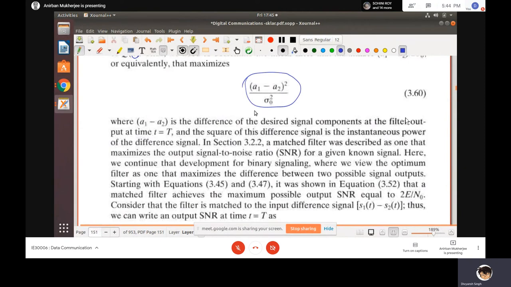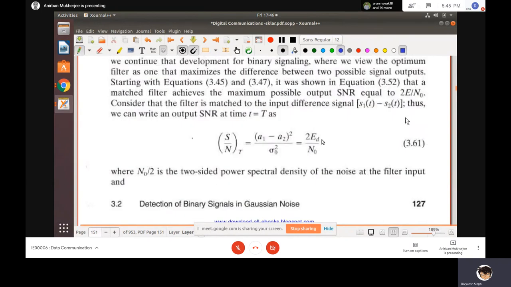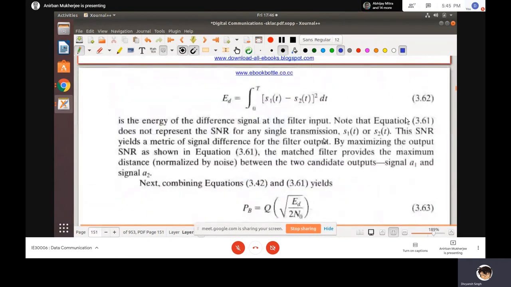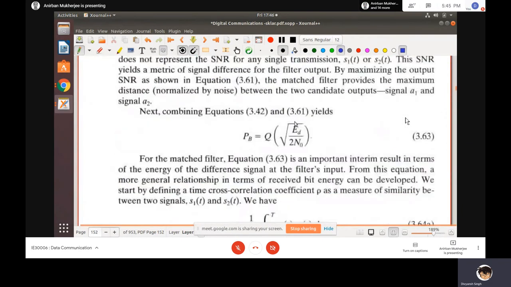Now, a matched filter is described in this way, and this is some sort of SNR type of thing. The signal to noise at t equal to capital T, if I choose S1(T) minus S2(T), is the difference signal's energy over N0, where N0 by 2 is the power spectral density of the noise, the two-sided density, and this is my ED. Now what is my probability of bit error? If I combine this, it is Q of square root of ED by 2N0.